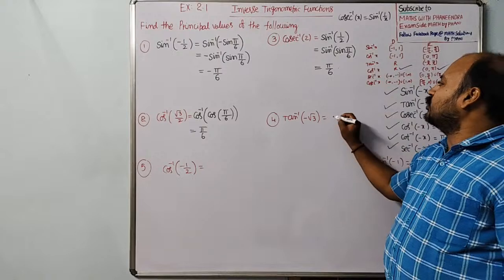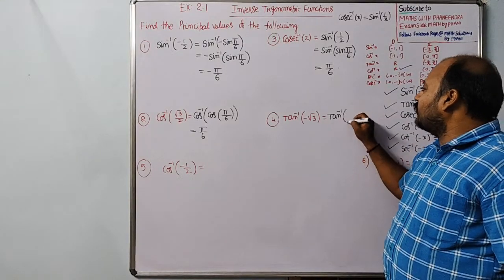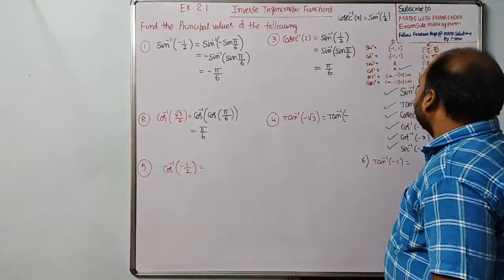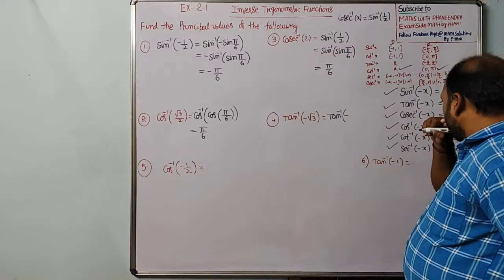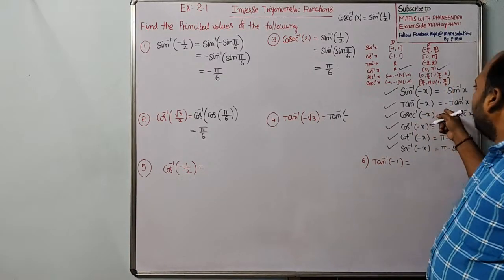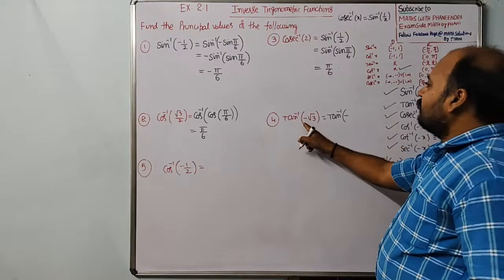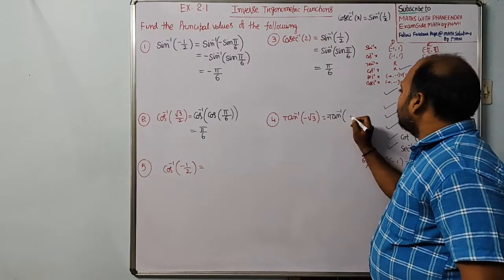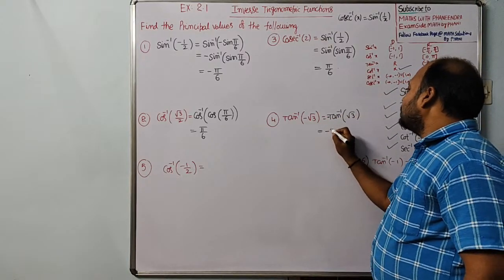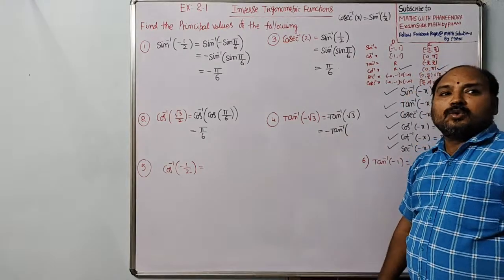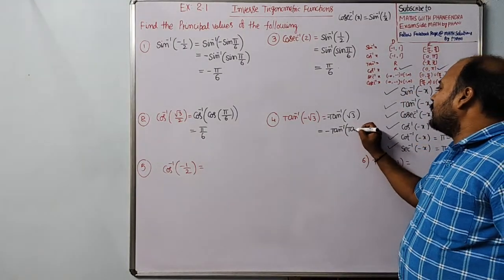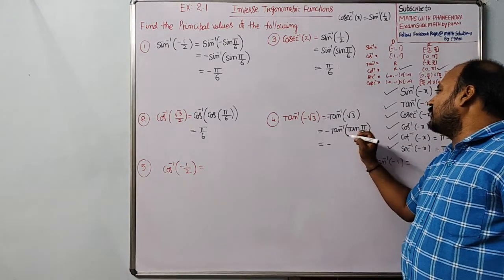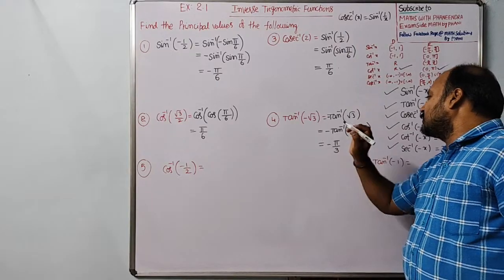Next, come to question number 4. Tan inverse of minus root 3. Directly you can write this one: tan inverse of minus root 3. This formula we can apply: minus tan inverse of root 3. Root 3 when it comes, tan inverse of root 3 means 60 degrees, tan 60. So tan 60 means pi by 3. So minus tan inverse of tan theta is theta. So pi by 3 it comes.